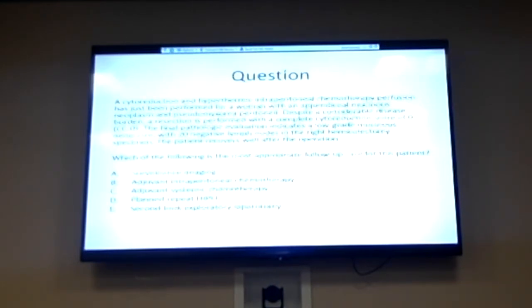A cytoreduction and hyperthermic intraperitoneal chemotherapy perfusion has just been performed on a woman with an appendiceal mucinous neoplasm and pseudomyxoma peritonei. Despite a considerable disease burden, a resection is performed with a complete cytoreduction score of 0. The final pathologic evaluation indicates a low-grade mucinous neoplasm with 20 negative lymph nodes in the right hemicolectomy specimen. The patient recovers well after the operation, goes home in 3 days. Which of the following is the most appropriate follow-up care for this patient?